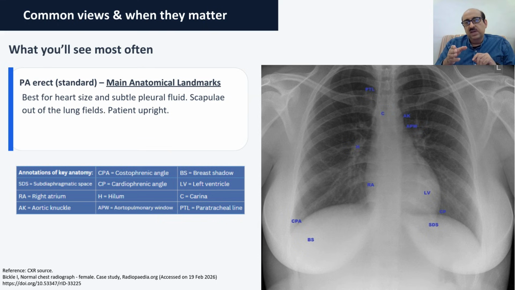RA is the right atrium on the right hand side, and then follow the right hemidiaphragm to the CPA, which is a costophrenic angle, and then BS is the breast shadow in females. On the left hand side, you can see the AK, aortic knuckle. Then you have what is called the aortopulmonary window, APW, followed by LV, which is the left ventricle, and then CP. So that is cardiophrenic angles. Obviously, you have two costophrenic and two cardiophrenic angles. So where the lung, the diaphragm angle and the cardiac angle, they meet. And obviously, STS is a subdiaphragmatic shadow, where you can also see sometimes the gastric air bubble.